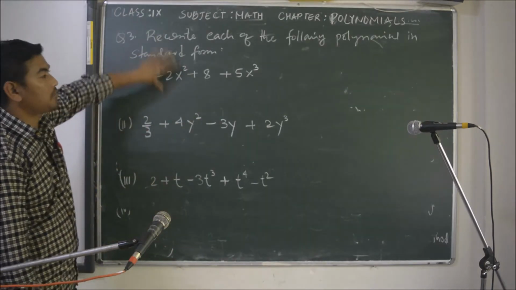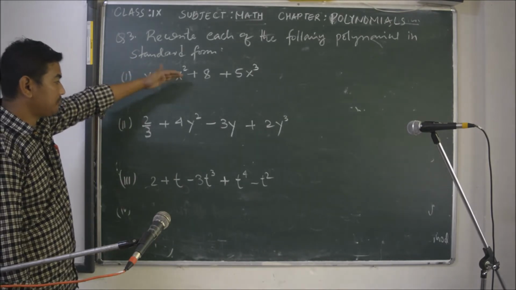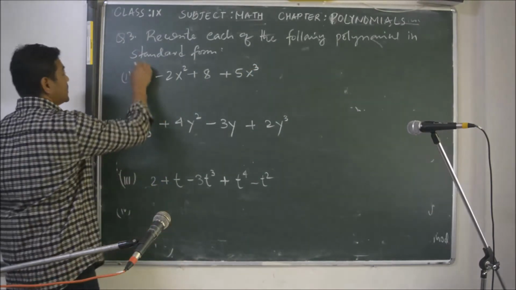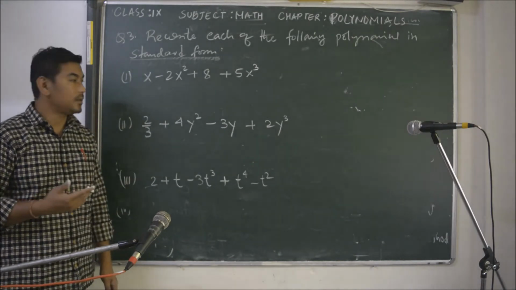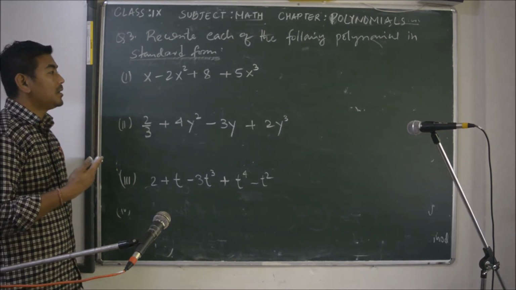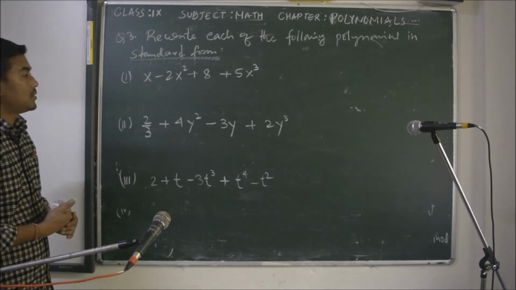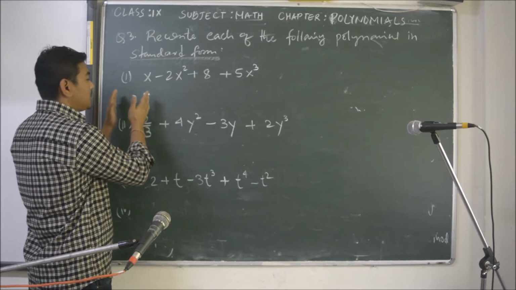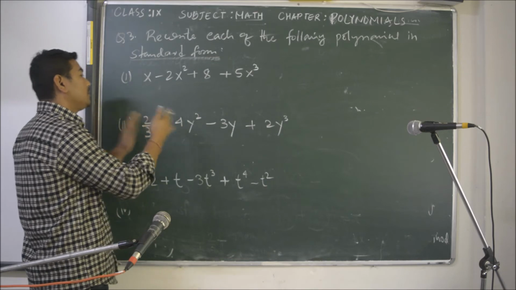Let's come to the third type of question. Here you have to rewrite this polynomial in standard form. So what do you understand by standard form? The standard form of a polynomial is, you have to write each term in decreasing order of the power of variables. That means we'll write the highest power term first, then the second highest power term next, and in that way.